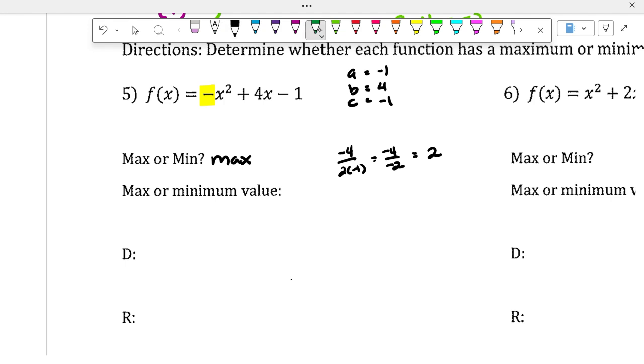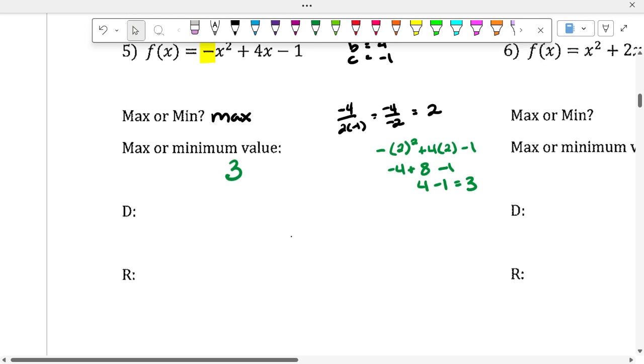So I'm going to plug that 2 back in for x. So I have -2 squared plus 4 times 2 minus 1. What's 2 squared? 4 times negative, that's -4. Plus, what's 4 times 2? 8 minus 1. What's -4 plus 8? +4. And then minus 1. Be +3. So my minimum value is, or not minimum, my maximum value is 3.